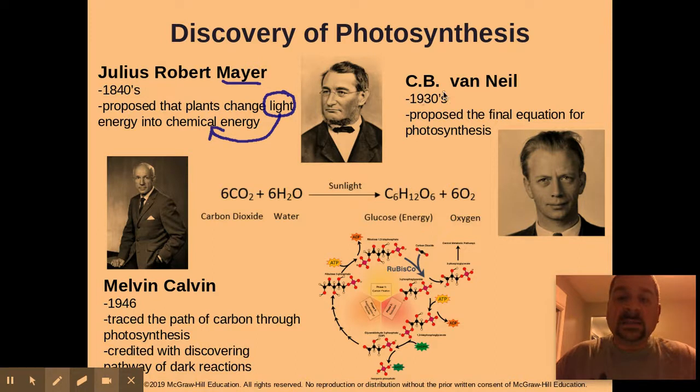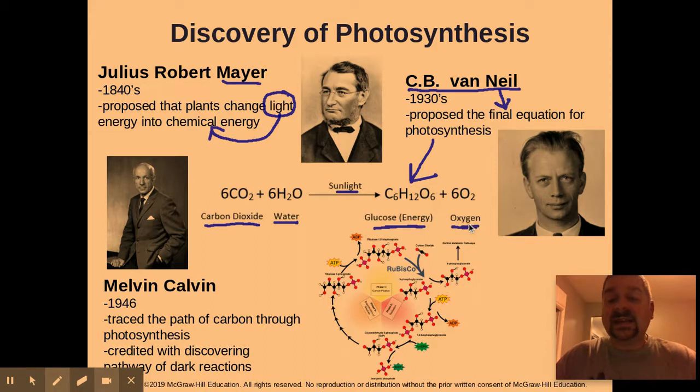C.B. Van Niel is often credited for what is very close to what we would call the final equation for photosynthesis, saying that plants take in carbon dioxide and water in the presence of light and then use that to make the chemical energy that Mayer was talking about in glucose, and give off oxygen, which the scientists before him were saying keeps the mouse alive. And he came up with this formula here.